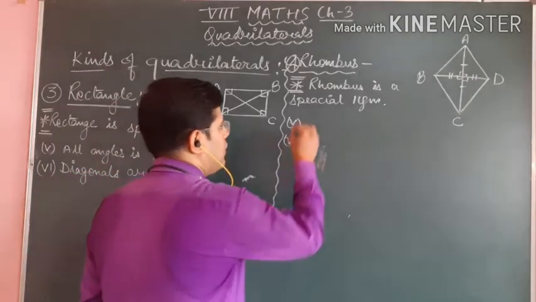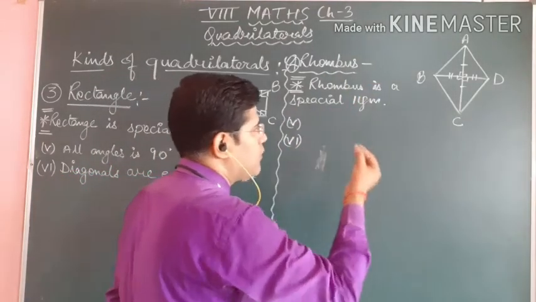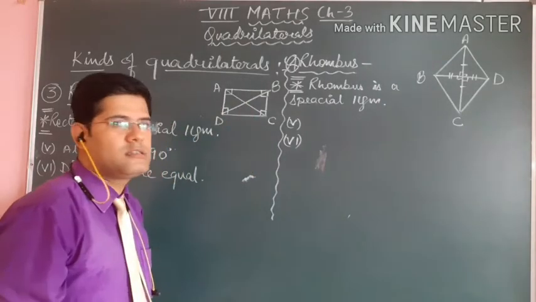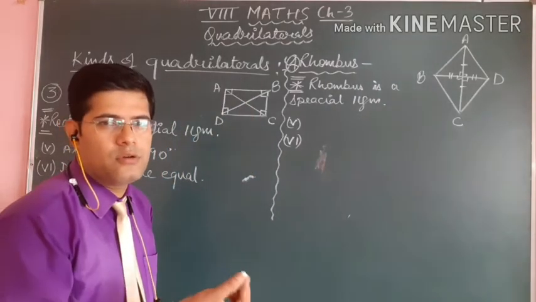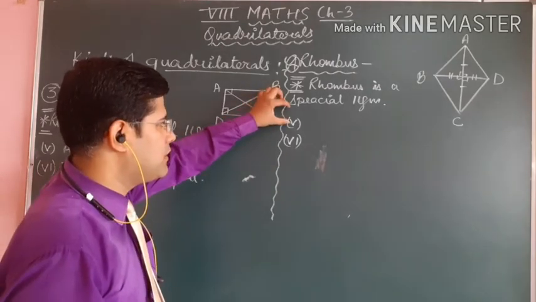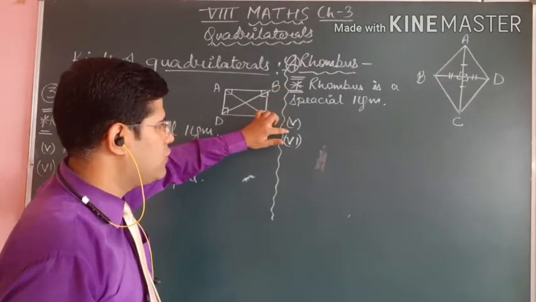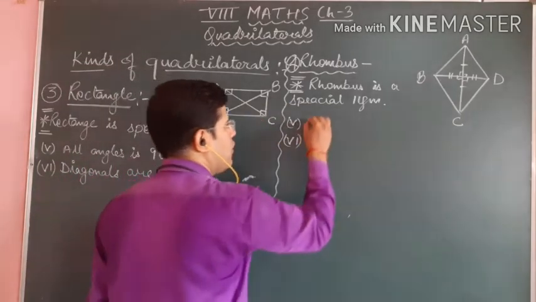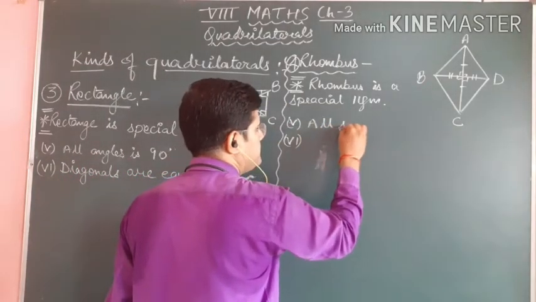The first, or the 5th one, because most of the properties we have already discussed, the 4 properties, first, second, third and fourth, which are in the parallelogram. You have to copy and paste all the 4 properties first, and after that you have to write the 5th property, that is all sides are equal.